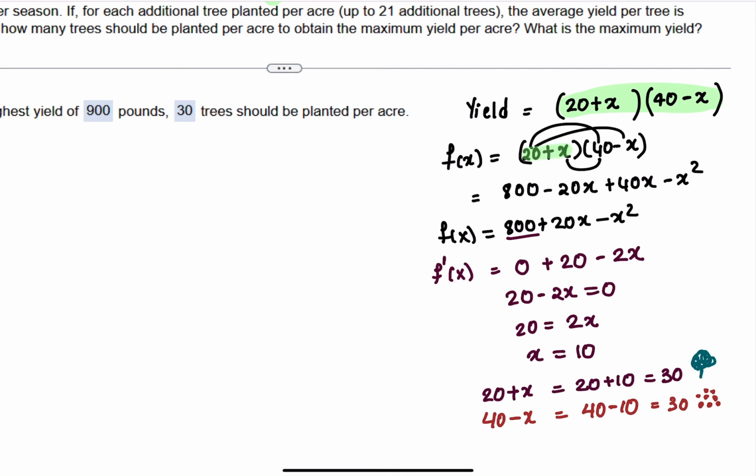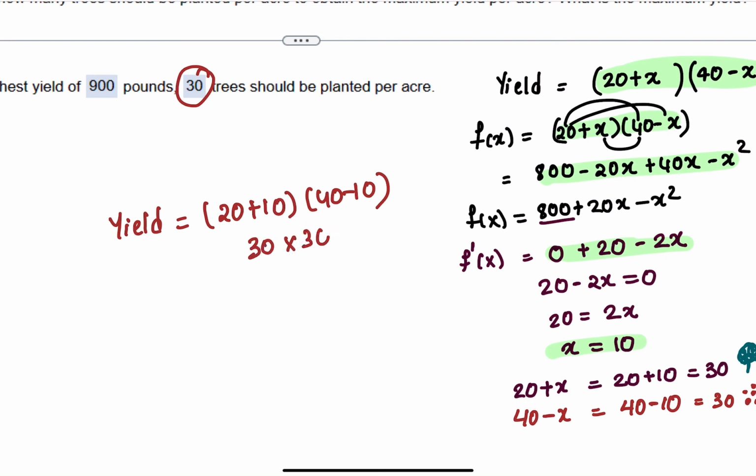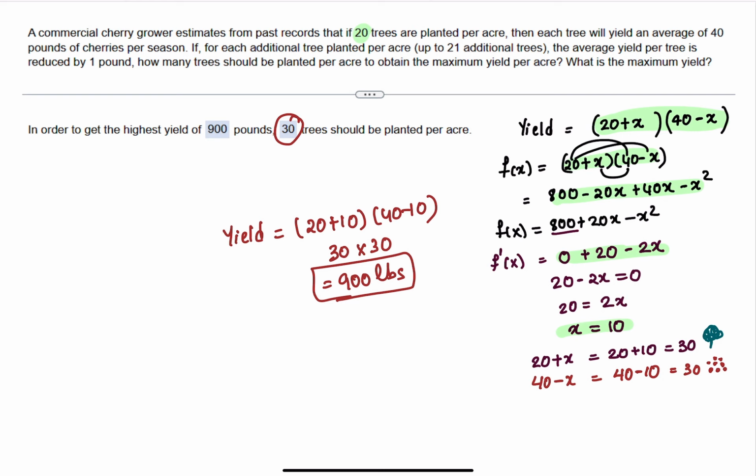And then you will set up your equation, first derivative, set it equal to 0, get your critical numbers, plug them in. And when I multiply this, I have to plant 30 trees, but what's my yield? My yield, Y-I-E-L-D, is going to be 20 plus 10 times 40 minus 10, which is 30 times 30, which is 900 pounds. So my yield is going to be 900 pounds if I plant 30 trees. All right, let's take a look at the next one.